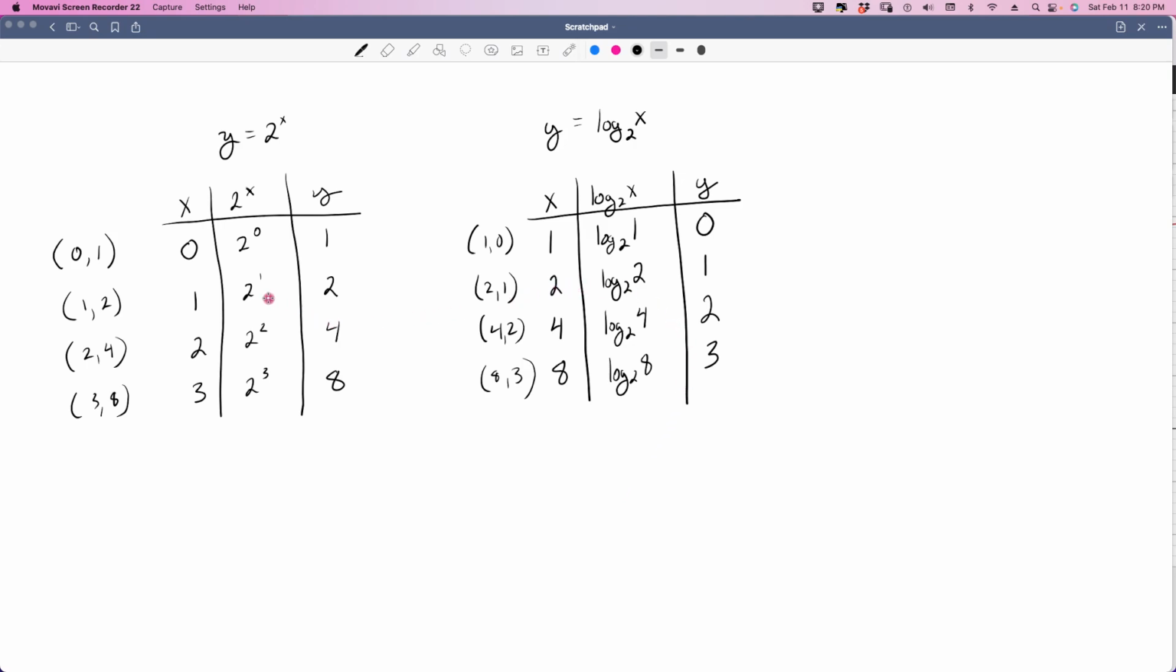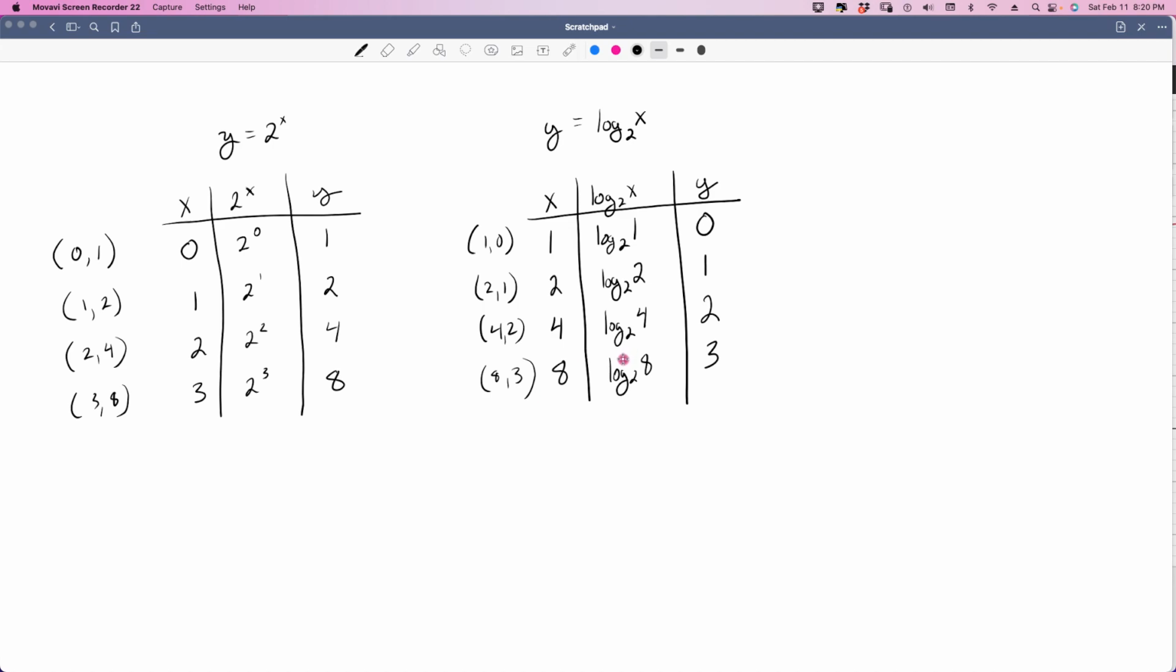Like for instance, when x is 0 in the exponential function, 2 to the 0 is 1. So 0 and 1 is our first point. But in our logarithmic function, we're looking for the answer that would give us 1. If x is 1, then the base is 2, then the exponent that would give us 1 is 0, because 2 to the 0 is 1. So it takes a little bit more of a thought process here than it does here. So sometimes you can take this, flip it to the exponent, solve it, and just flip the points around. And it makes it a little bit easier, a little bit faster process to get there.